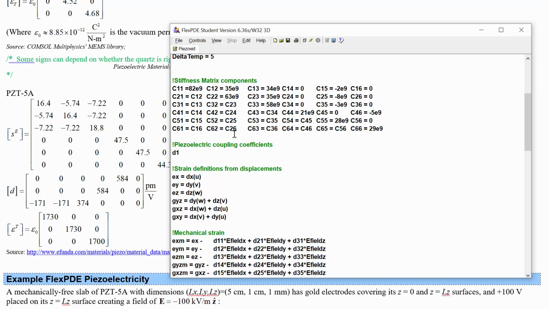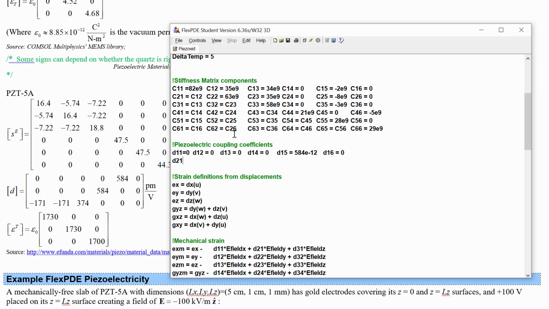And we've got D11 is equal to 0, D12 is 0, D13 is 0, D14 is 0, D15 is 584 E minus 12, D16 is 0, 21 is 0, 22 is 0, 23 is 0, D24 is 584 E minus 12 again, D25 is 0.